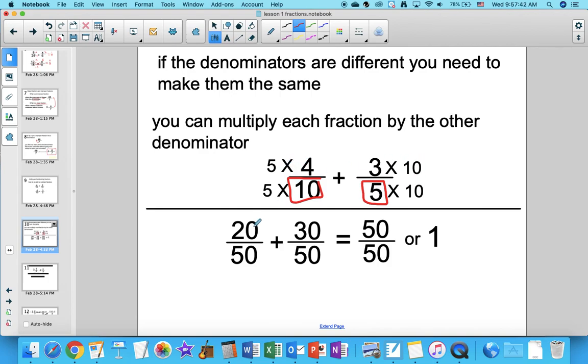So 5 times 4 is 20, 10 times 5 is 50, 3 times 10 is 30, 5 times 10 is 50. 20 plus 30 is 50. You don't touch the denominators if they're the same, right? Once your denominators are the same, you don't touch them. They stay the same. So then you have 50 over 50, which is the same as saying 1 whole.